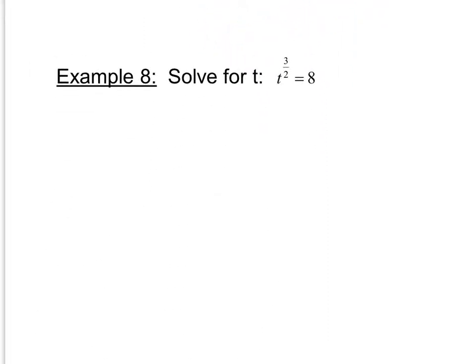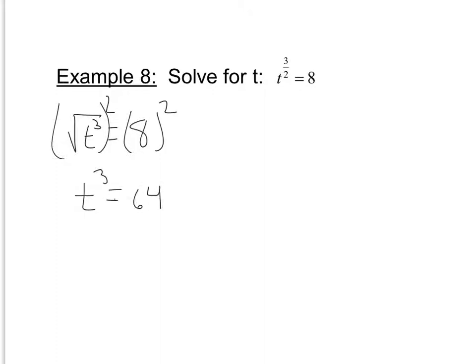Alright, now this one's slightly different because we have t to the 3/2. Okay? So let's look at this two different ways. One, we could change this to the square root of t to the 3rd equals 8. So how do we get rid of square root? We square it, and you get t to the 3rd equals 64. How do you get rid of to the 3rd power? You cube root, and the cube root of 64 is 4. Okay? If you plug that back in and check.